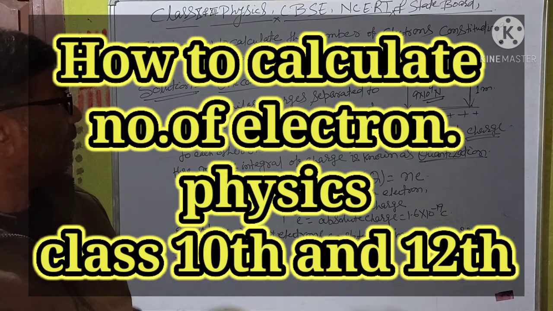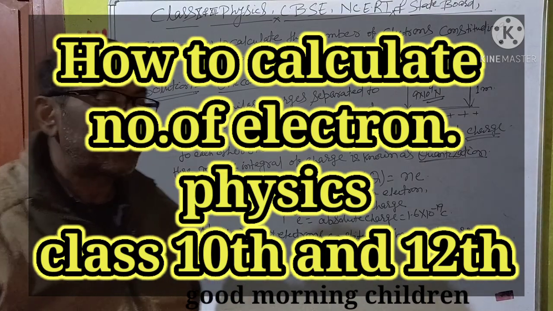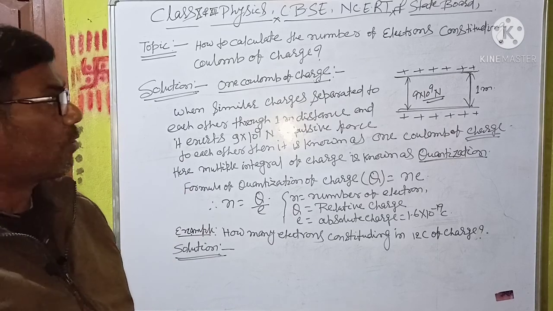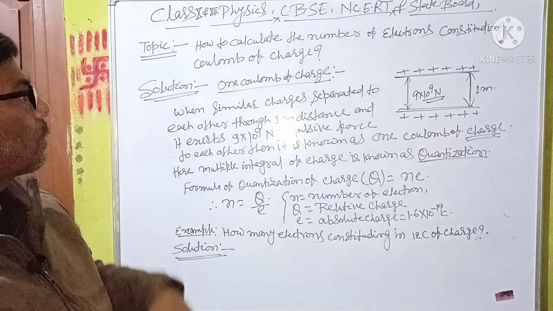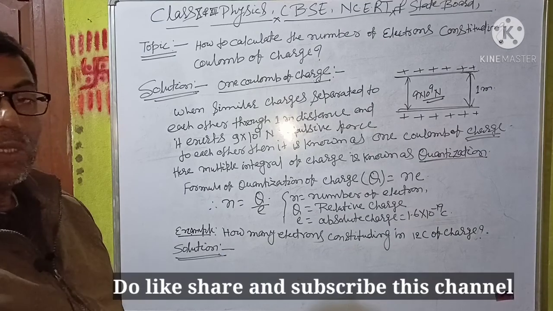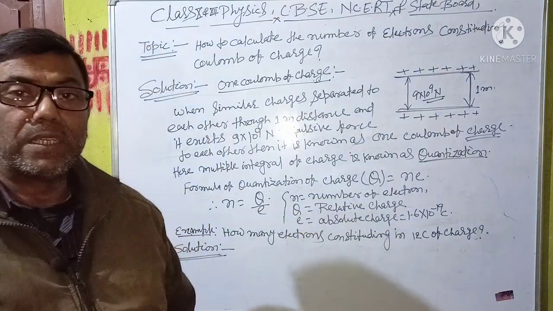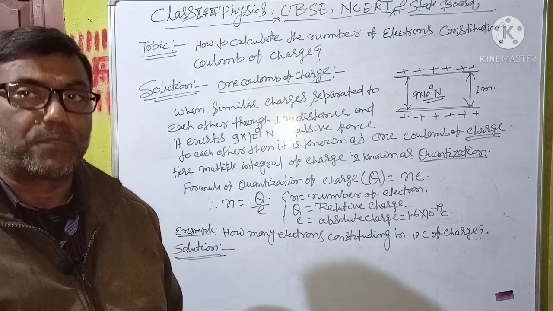Good morning, children. Today I shall teach you how to calculate the number of electrons constituting a coulomb of charge. So here, first of all, we understand the definition of 1 coulomb of charge.